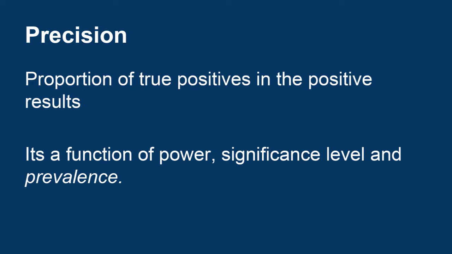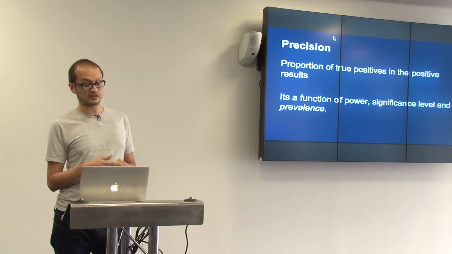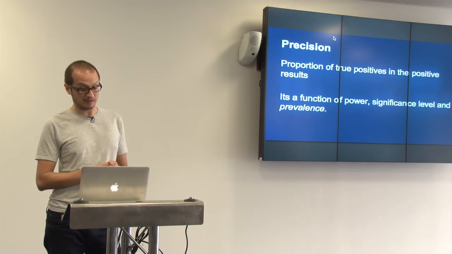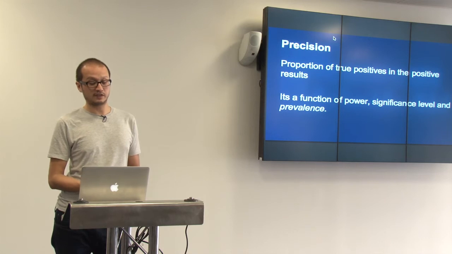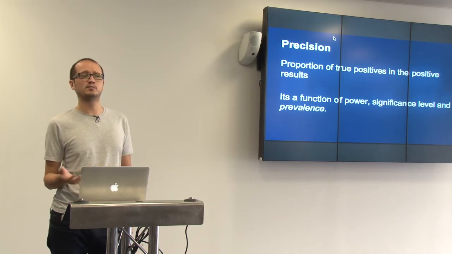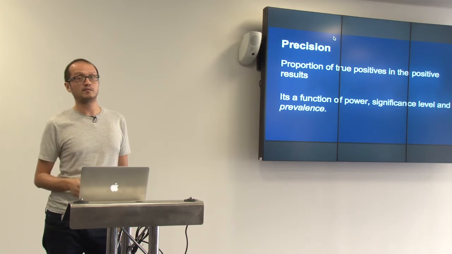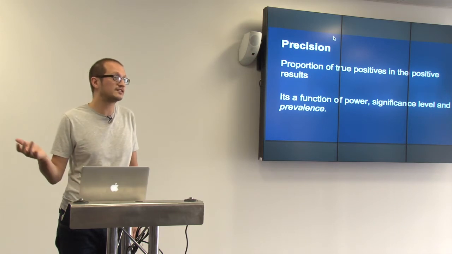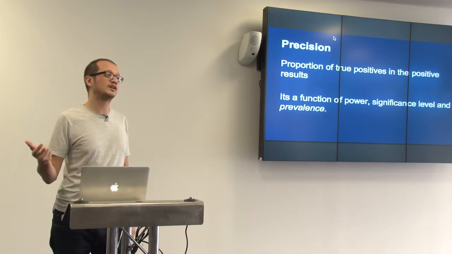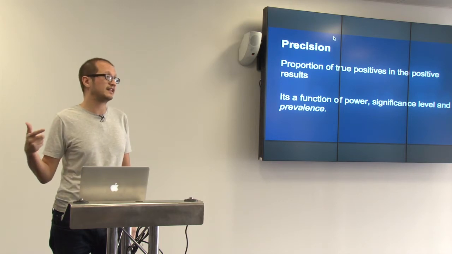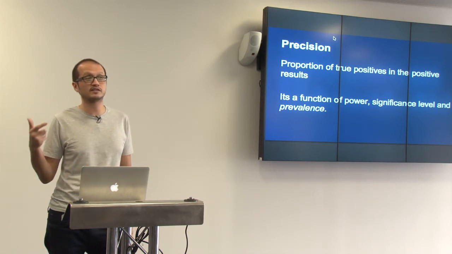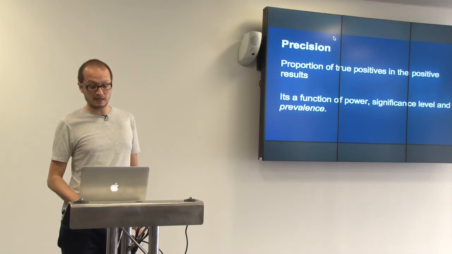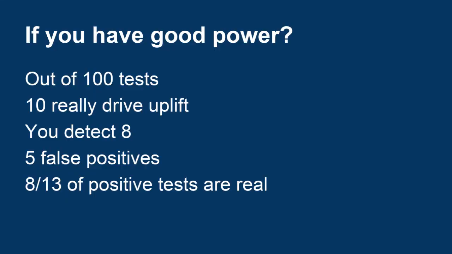It's a function of power, significance level, and prevalence. I'll talk about significance level. Prevalence is just how likely you are to have a true effect. In medical research, this is called positive predictive value. You might have heard that as well. Medical research is really important because there are lots of diagnostic tests. If you do a test for tuberculosis, you want to know that if someone has a positive result, what's the actual probability that they truly do have tuberculosis? And you need to know the prevalence of tuberculosis in the population you're testing in order to make this calculation. So in our case, we're looking at websites.